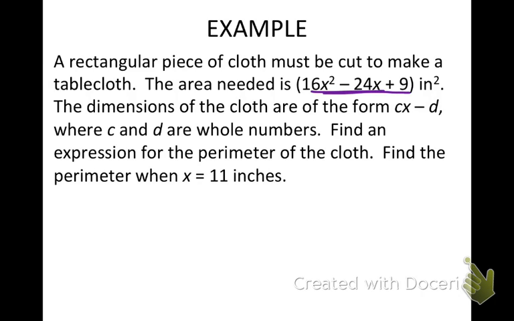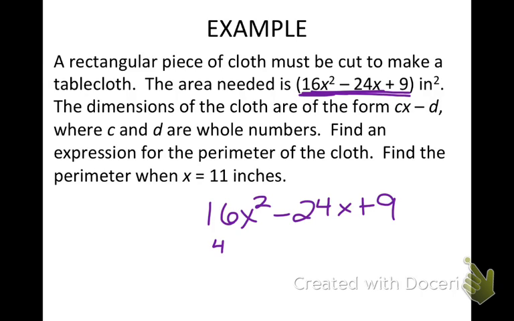So 16x squared minus 24x plus 9. Can you factor it using the shortcut? But does it work if the middle term's negative? Yep. So the square root of 16 is 4. The square root of 9 is 3. 4 times 3 times 2. Is that your middle term? Yep. So it is a perfect square trinomial.